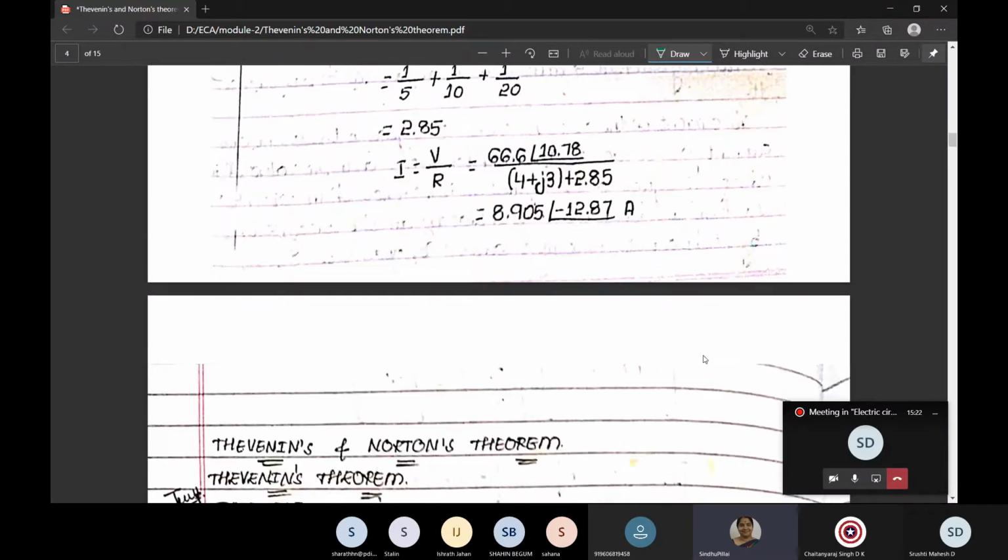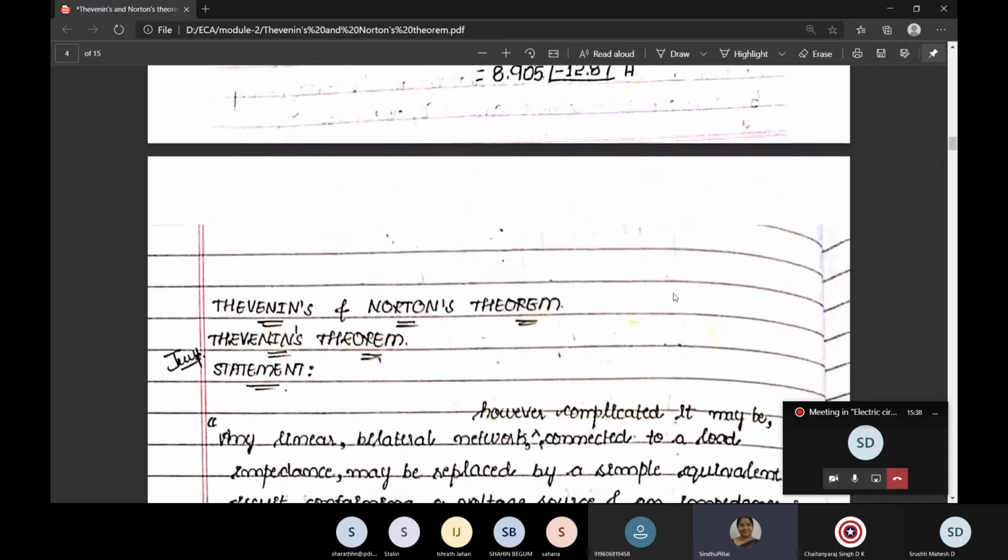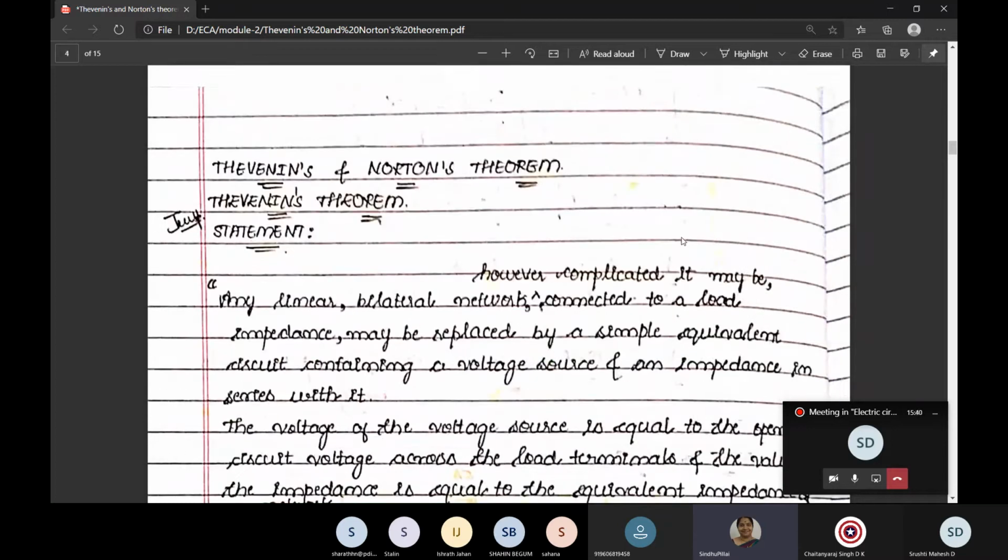So these are the three examples that we have seen in Millman's theorem. So three important theorems we have completed now: one is superposition theorem, one is reciprocity theorem, and next is Millman's theorem. Next we'll go on. The next three theorems depend on each other: Thevenin's, Norton's, and maximum power transfer. First you have to learn what is Thevenin's, then Norton's, then maximum power transfer. It is in continuation with this theorem. All the three will go together.